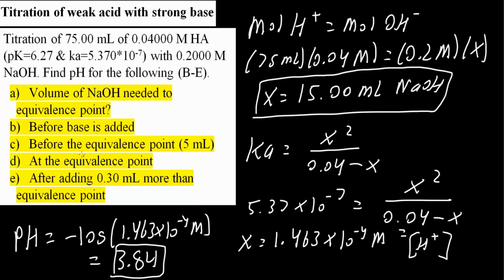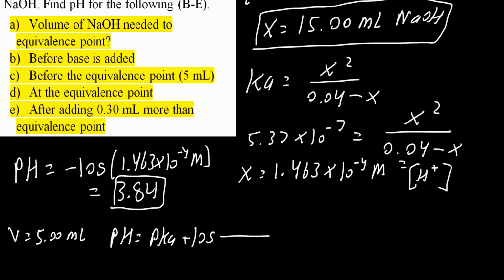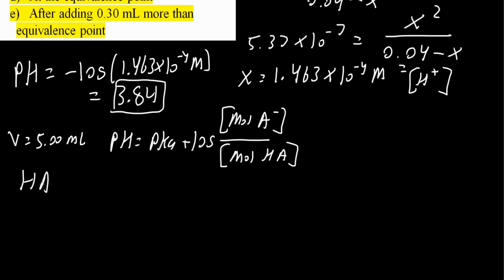Next, we want to get part C, before the equivalence point, at 5 mL. The equivalence point is 15 mL, so 5 mL before the equivalence point is acceptable. And so we will be dealing with a buffer zone. So the volume is 5 mL, which will be in our buffer zone. So we can use the Henderson-Hasselbalch equation. pH is equal to pKa plus log, the numerator will be the moles of A minus divided by the denominator, which is moles of HA. And a quick equation, so we have HA plus OH minus, we're adding a strong base.